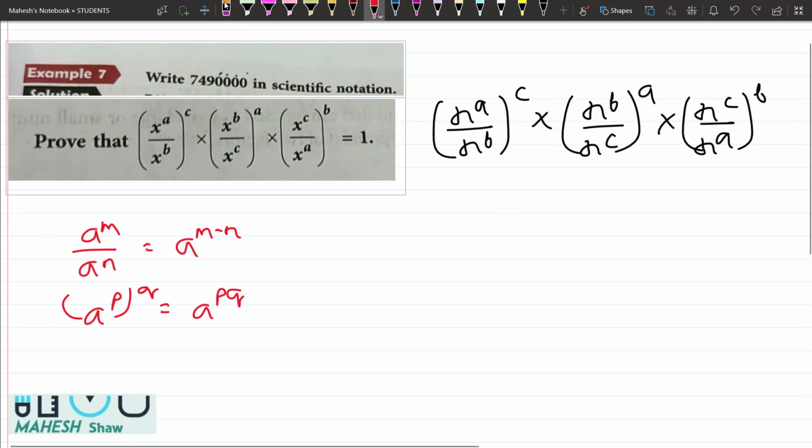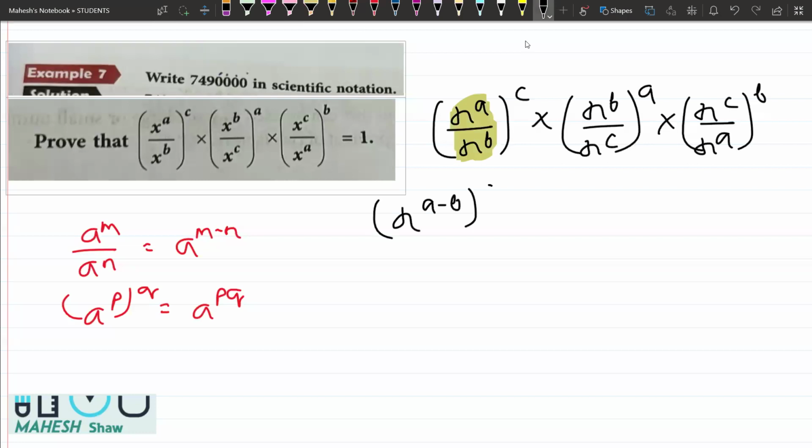Now, if I apply the laws of exponents in the first part, you can see that we have the same bases and the bases are divided. So the powers will be subtracted. So it should be x raised to the power a minus b, and the whole power c will be as it is. The same we can apply over here. So again, this is x raised to the power b minus c and then whole power a. And finally, it is x raised to the power c minus a and whole power b.